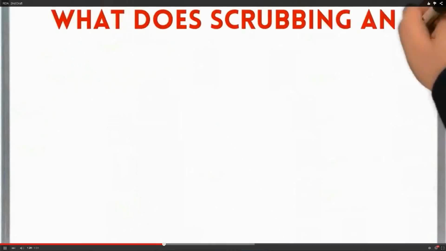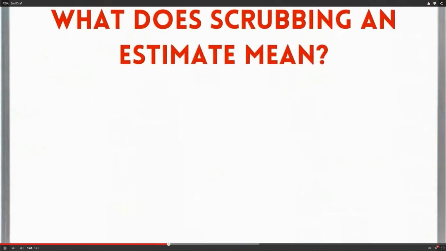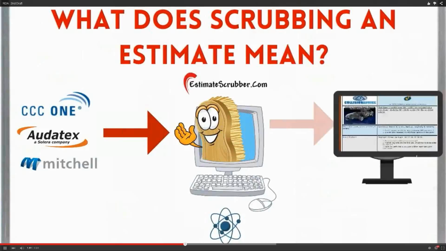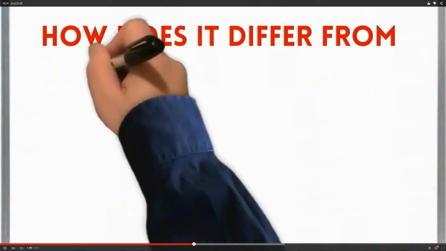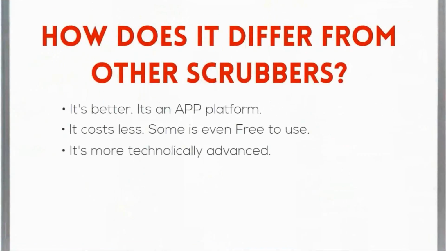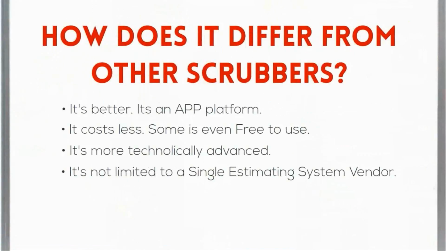Scrubbing an estimate basically means exporting an estimate out of the estimating system, getting it up to the portal, performing logic behind it, and then presenting the results to the estimator so that they can be pointed in the right direction. Some pretty key differences between EstimateScrubber and compliance scrubbers in the market. First is that Scrubber is a platform, not just a program. EstimateScrubber uses PDF files, so it's not limited to a single estimating vendor's platform or tied to any particular system. Some parts of it are even free.